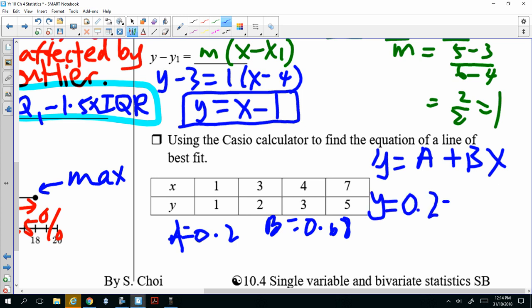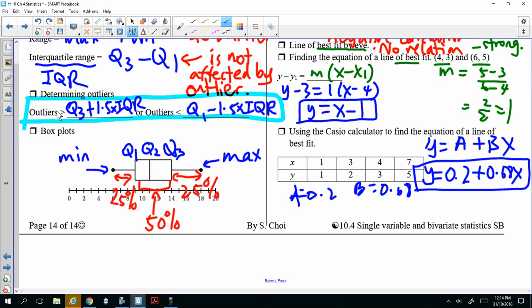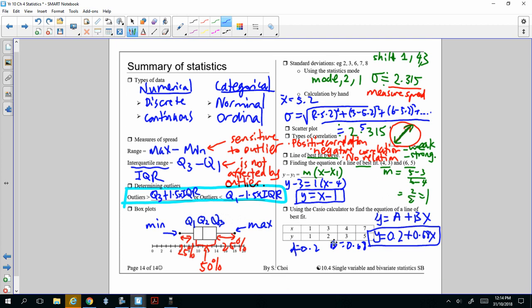Okay. All right. So you know how all these things work. How to find mean, mode, median. How to do two variable data with the scatter plot. How to find the line of best fit using the calculator or by hand. And describe the type of relations you see. Positive correlation, negative correlation, etc.